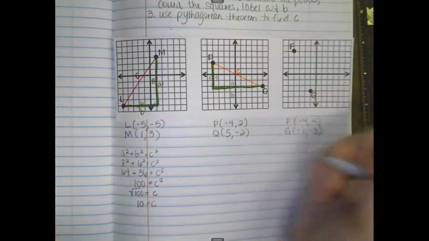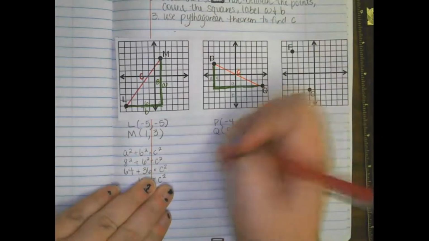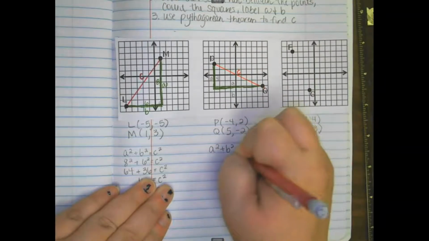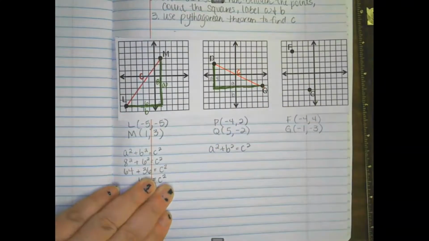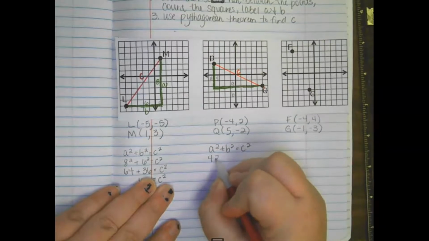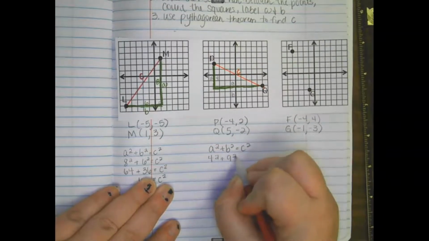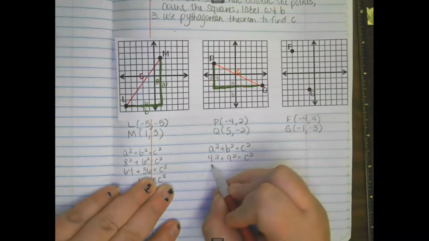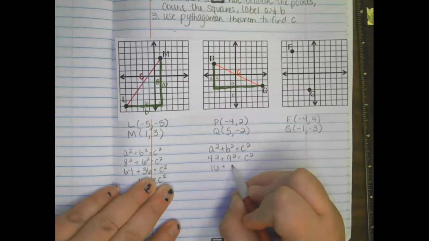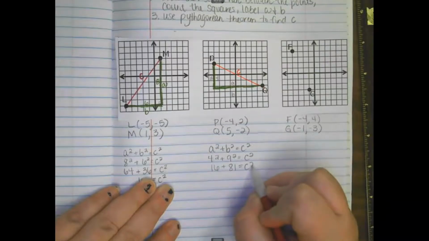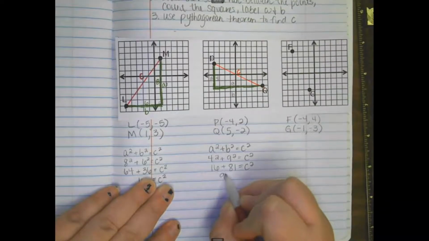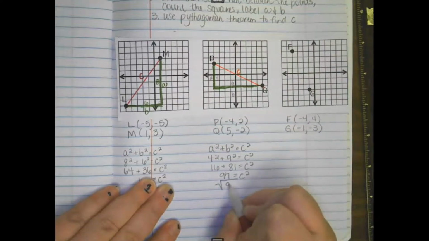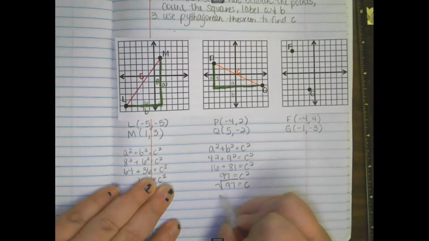Okay? Plug it in. Third step says use a squared plus b squared equals c squared. 4 squared plus 9 squared equals c squared, because I don't know what c is. So 4 squared is 16. 9 squared is 81. 97 is not a perfect square, so we are going to keep it in our square root form.